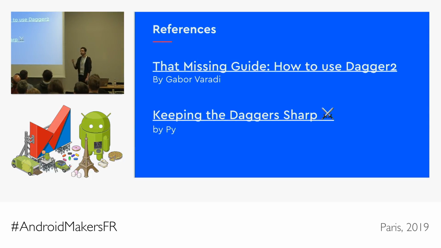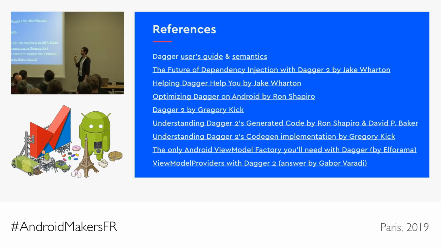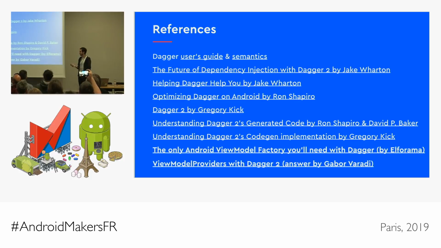So I have some of my resources here, references, and these two deserve their own slide because they're definitely the main source of inspiration for this talk. The Missing Guide: How to Use Dagger 2 by Gabor Varadi, and Keeping the Dagger Sharp by Pierre. Those two were definitely, when I read them, the point where Dagger finally clicked for me, and I realized I could do things better in general than my current setup. But I also listed the main references that helped me build this talk. And especially those last two, that's where I took most of the ideas that I showed you in order to integrate the ViewModel and Dagger, basically.